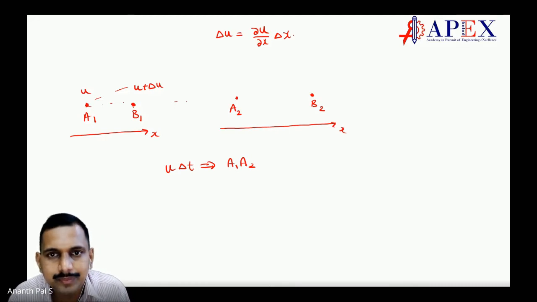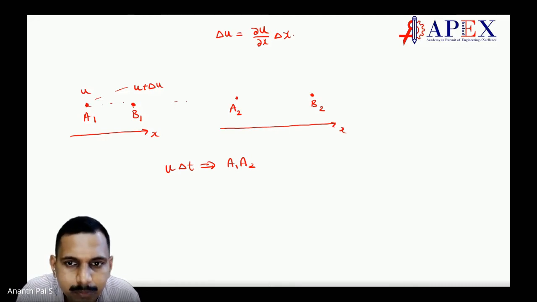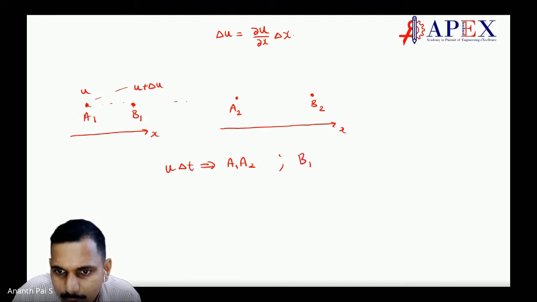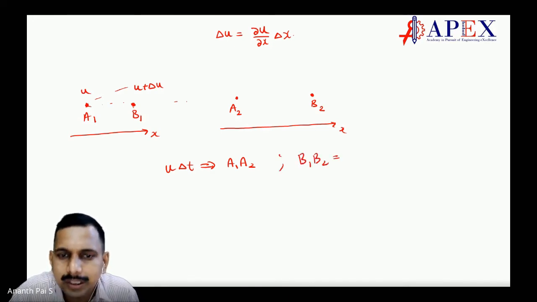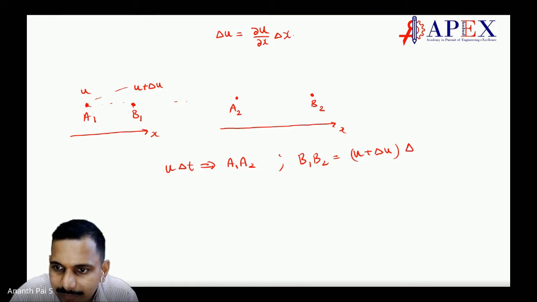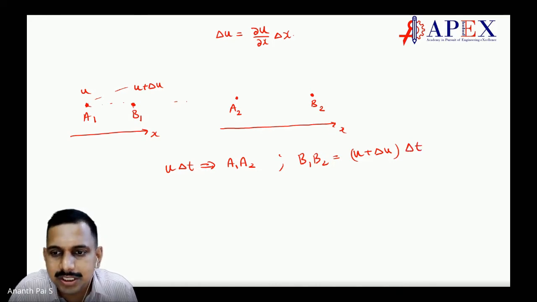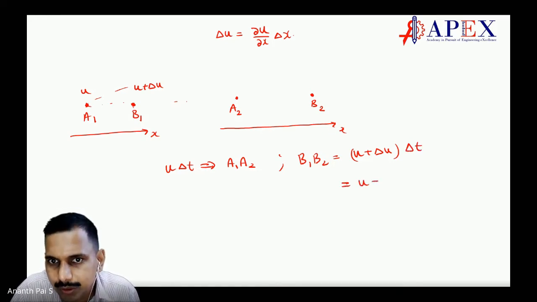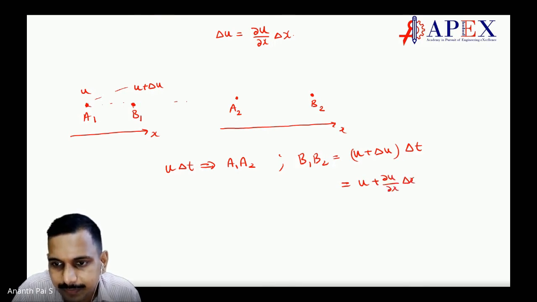Agree? Now, what would be the distance between B1 and B2? If I consider B1 to B2, what is the velocity? U plus delta U, correct? That was the velocity here, times delta T. So what is delta U? Delta U was dou U by dou X into delta X. So the distance is u plus dou U by dou X into delta X, times delta T. Is it clear?